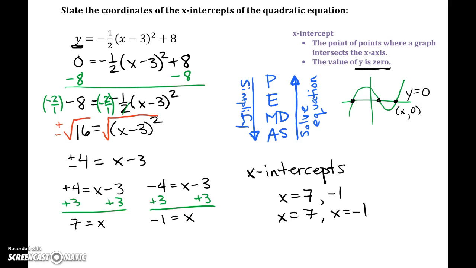Sometimes we also see them written as ordered pairs. The instructions on this problem said to state the coordinates. Anytime I see the word coordinates, I want to think x and y. So we know that the x-coordinate of this first point is going to be 7, and we know from our original statement up on the top right that the y value is 0. That's what we substituted in to get 7. And then similarly, the x-coordinate over here is negative 1, and the y-coordinate is still 0. So we have the x-intercepts of a quadratic equation when it is given to us in vertex form.